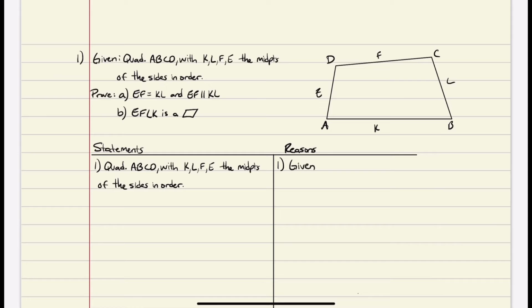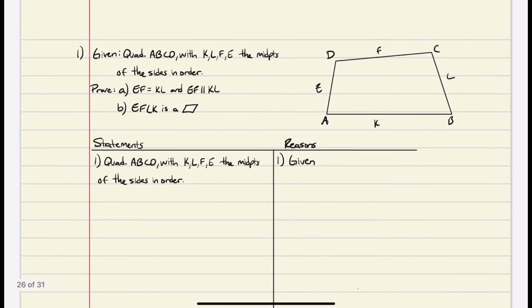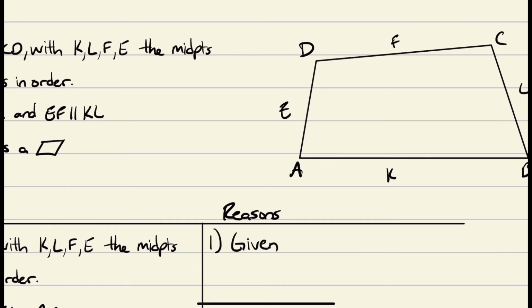So we already wrote down the given, exactly what we were told. And so let's say number 2, we're going to draw those auxiliary lines. Draw EF, KL, and we're also going to draw a diagonal, draw AC. And so I'm going to draw these lines here. I'm just going to eyeball the midpoints here. May or may not be perfect, but we're going to just do our best here.